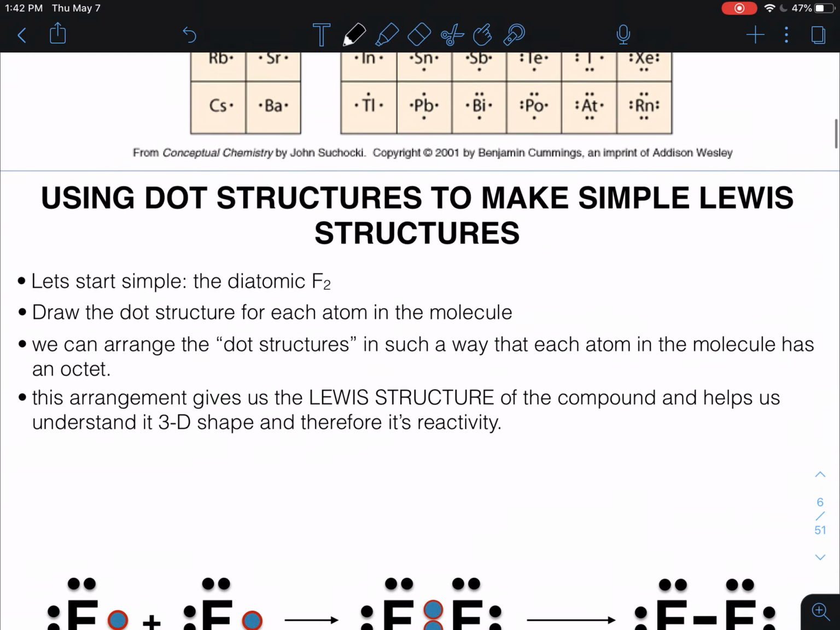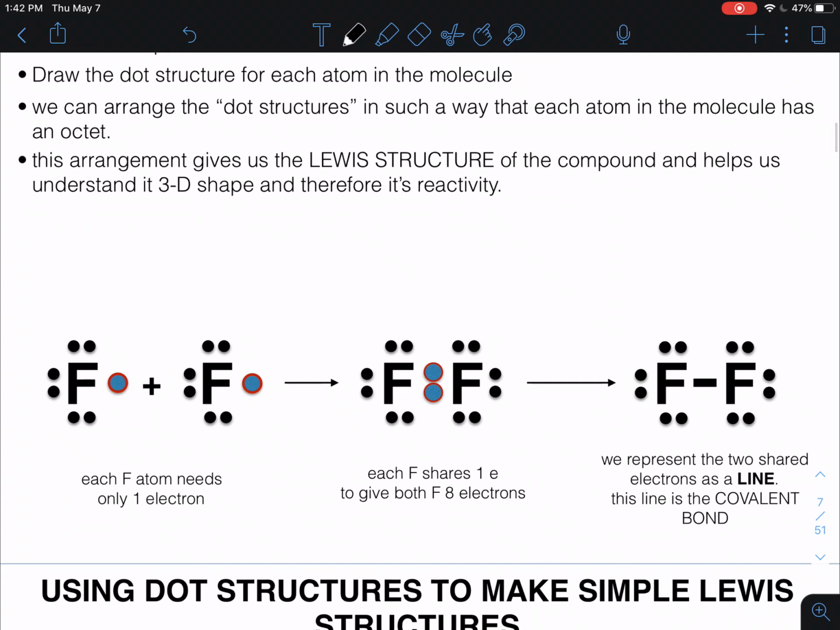So each fluorine atom is going to have 1, 2, 3, 4, 5, 6, 7 valence electrons around it. Same goes with this one: 1, 2, 3, 4, 5, 6, 7. Now I've highlighted these so you can see that these are the lone electrons.